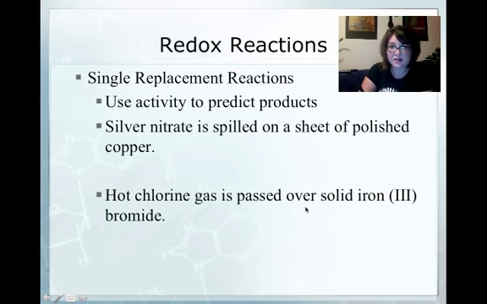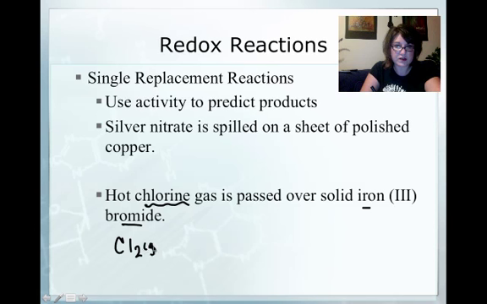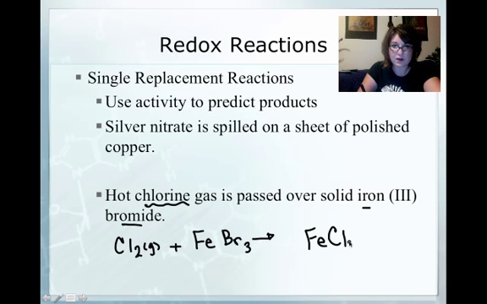Hot chlorine gas is passed over solid iron 3 bromide. Here's another type of single replacement reaction, but in this case it's the nonmetal, so it cannot replace the iron. It's going to try and replace the bromide. So hot chlorine gas has this chemical formula, Cl2, and it's a gas, and it's passed over iron 3 bromide. So since the iron has a 3+ charge, then in the product I'm going to predict that it would keep the 3+ charge. There's no reason to suspect that it would do anything different.